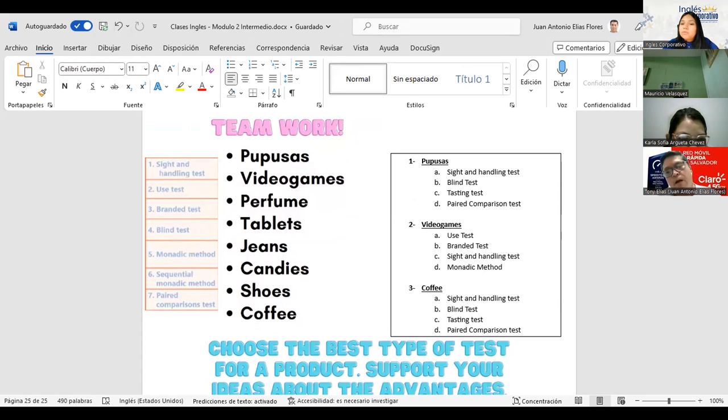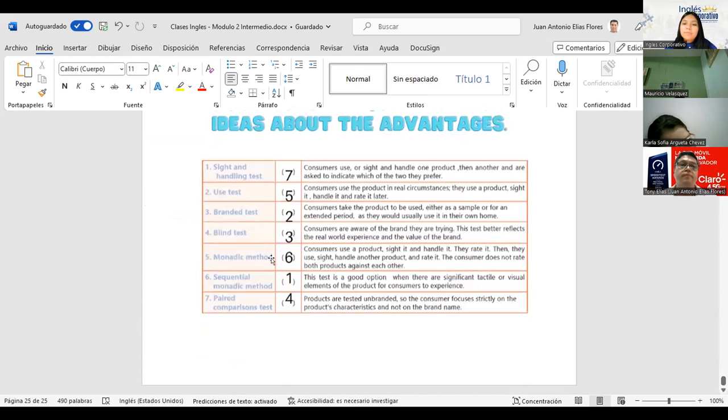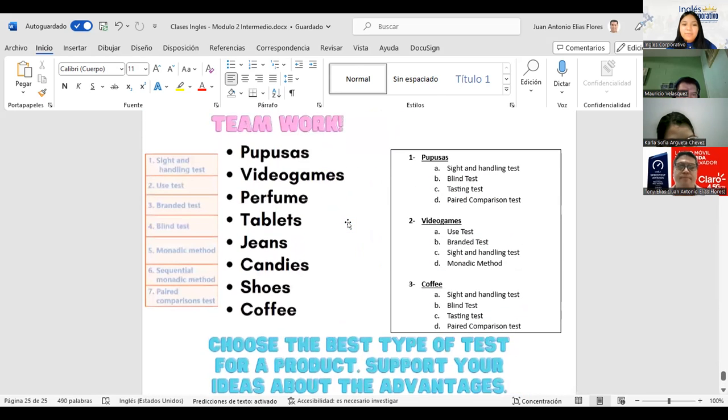Sight and handling test, because it's necessary for the users. It is friendly for the users. And the monadic method. The user needs to use the video games in a real circumstance. Okay. Very good.